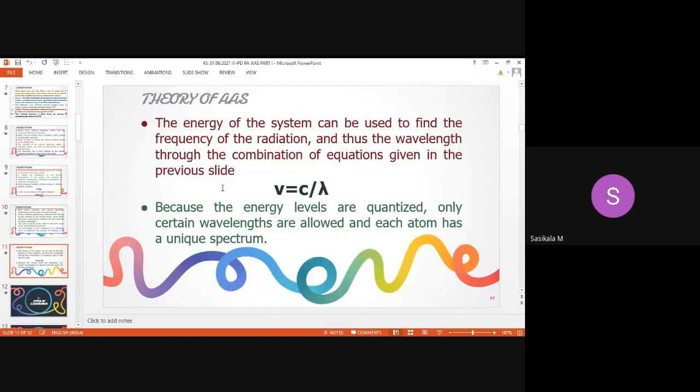Then the energy of the system can be used to find the frequency of radiation, where nu is the frequency of radiation, and thus the wavelength, through the combination of equations. Which equations have been combined? Planck's equation and Einstein's equation from the previous slide. That gives nu equal to c by lambda, where frequency is directly proportional to energy, and frequency is always inversely proportional to wavelength. That we have already seen. Because the energy levels are quantized, only certain wavelengths are allowed, and each atom has a unique spectrum.